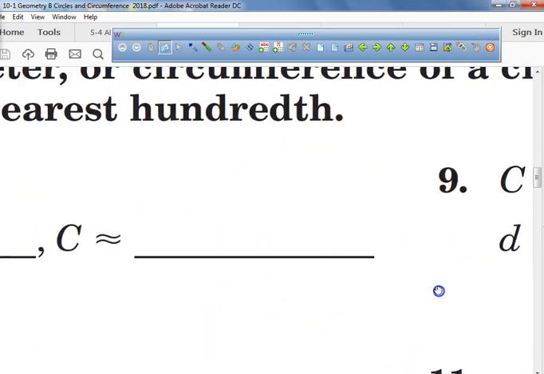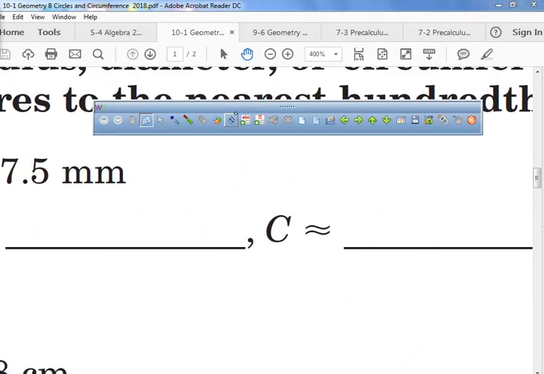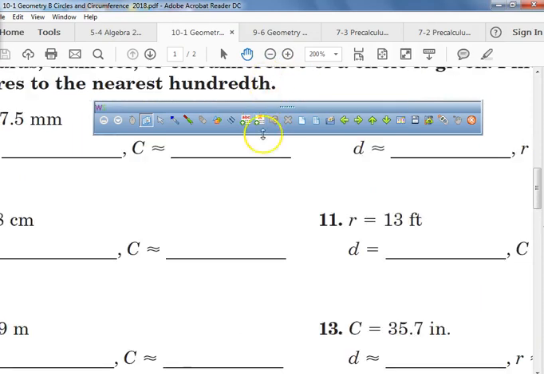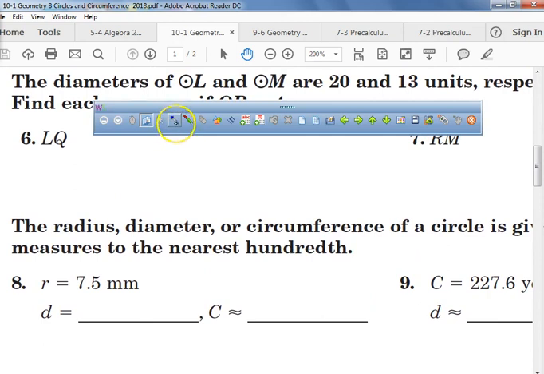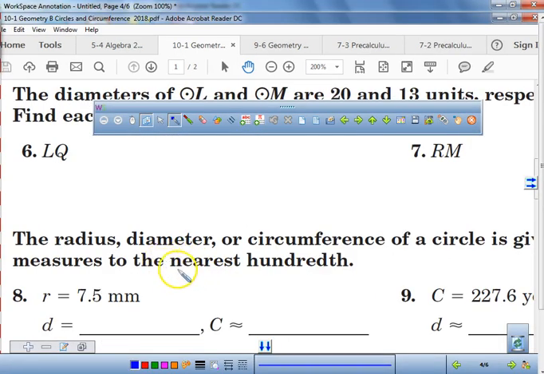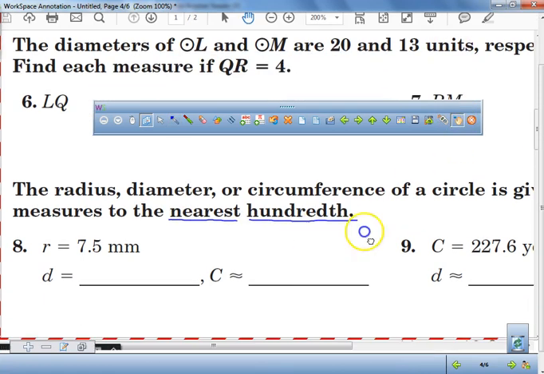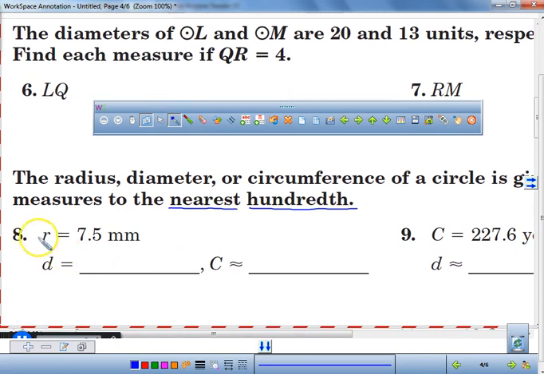Let's see here. We're going to do problem number 8. And we'll do problem number 9. Now, everybody, very important that you follow these instructions. I asked you to round things to the nearest hundredth, which is the second decimal place. So please do that.